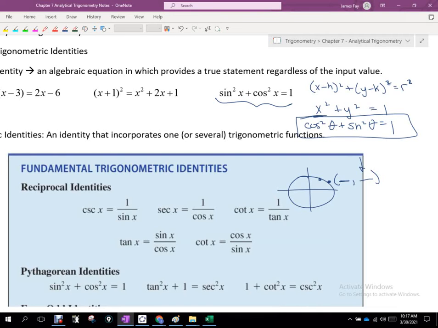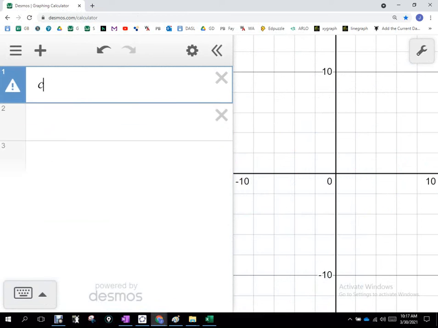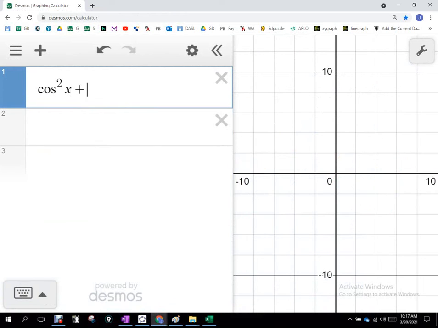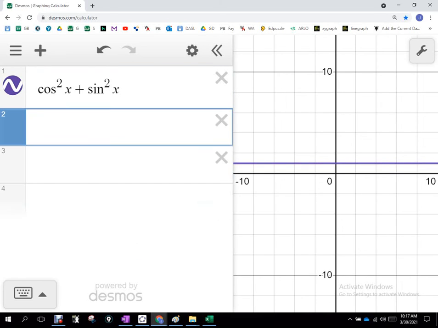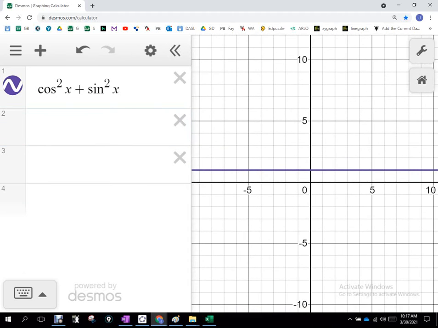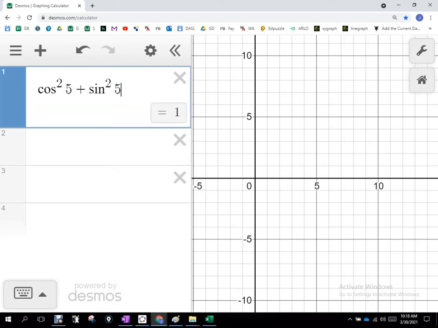Now, they're going to bounce back between using x as the input, using theta, using t. Doesn't matter what your variable is. The relationship's always the same. In graphing things, we can say, okay, well, if that's true, then I should be able to take cosine squared x plus sine squared x. Does that equal the same thing as y equals 1? Graphs are the same, right? Okay. This image hopefully demonstrates that no matter what x value you plug in, you put 5 here, put 5 there, put 5 there, you get 1.